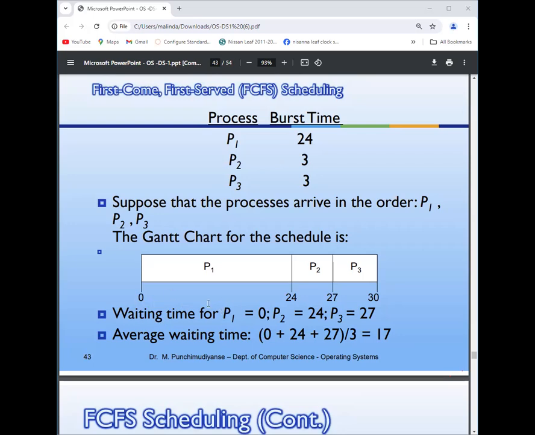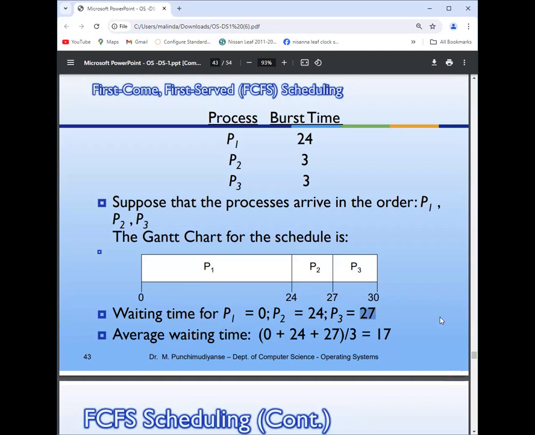Okay, so P1, of course, comes to the queue at the 0th millisecond and immediately got the CPU time at 0. So there is no waiting time for P1. That is why it is given as 0, right? Then for P2, it came at 0, but it has to wait until 24 milliseconds to get the CPU. So P2's waiting time is 24 milliseconds, right? And P3 has to wait until 27 milliseconds to get the CPU. So its waiting time is 27.